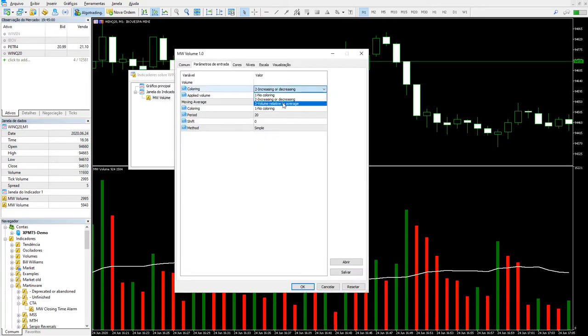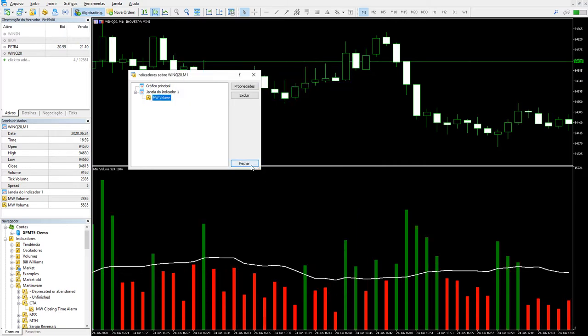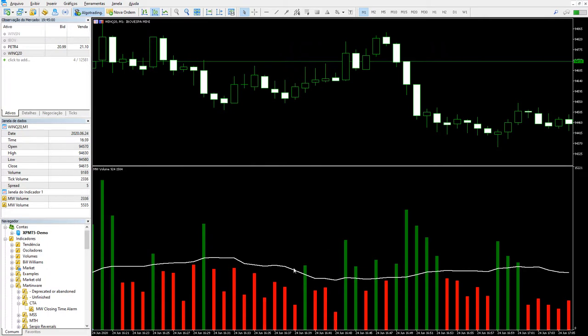Now, the third option here is volume relative to the average. This time, the first color is used to show when the volume of that given period was higher than the current moving average. If it's lower, use the second color. If it's equal, use the third color. So, in this situation here, the volume was over the moving average, so you plotted green. When it was under, plotted red.